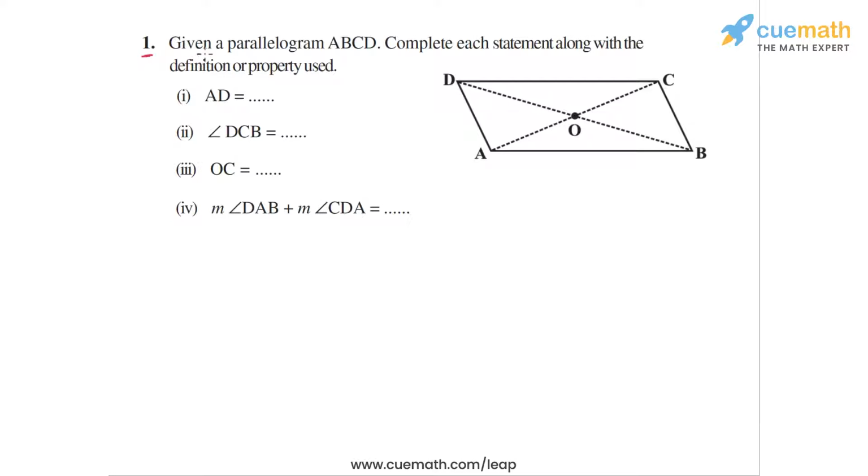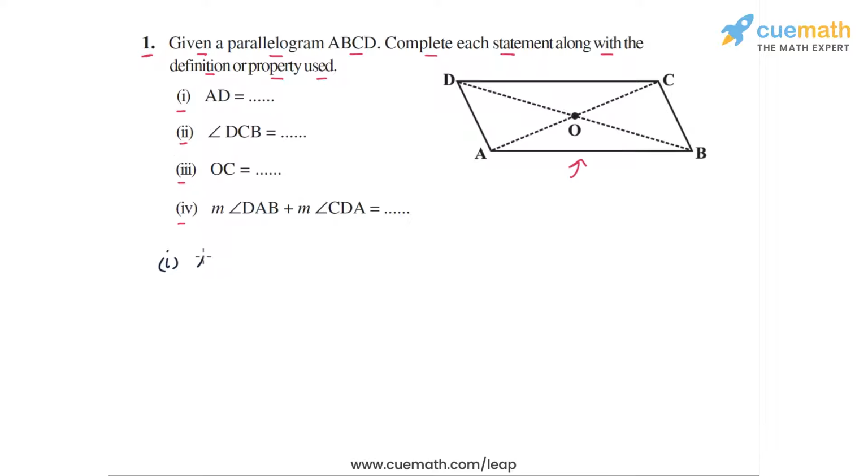Question 1 says, given a parallelogram ABCD, this parallelogram that we see here, complete each statement along with the definition or property used. So there are 4 statements given to us. Each of the statements is incomplete and we have to use the appropriate property of parallelograms to complete that statement. So let's start with the first statement.